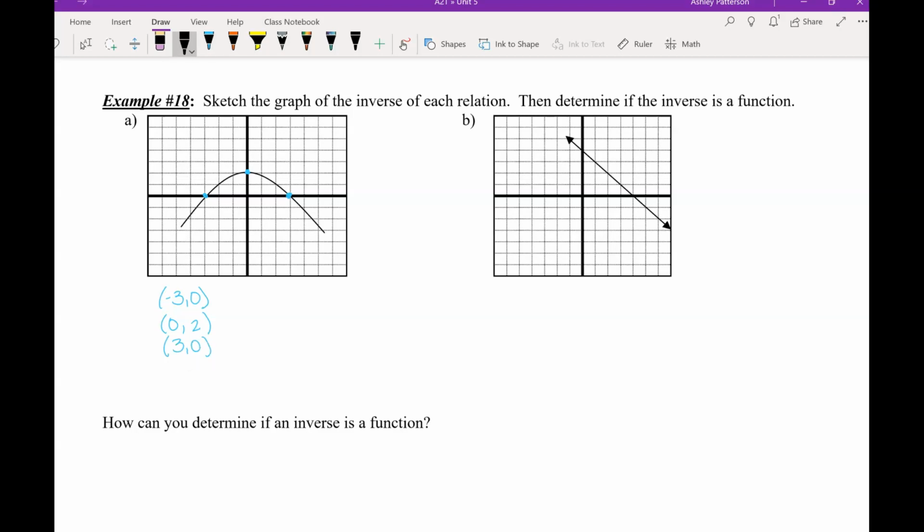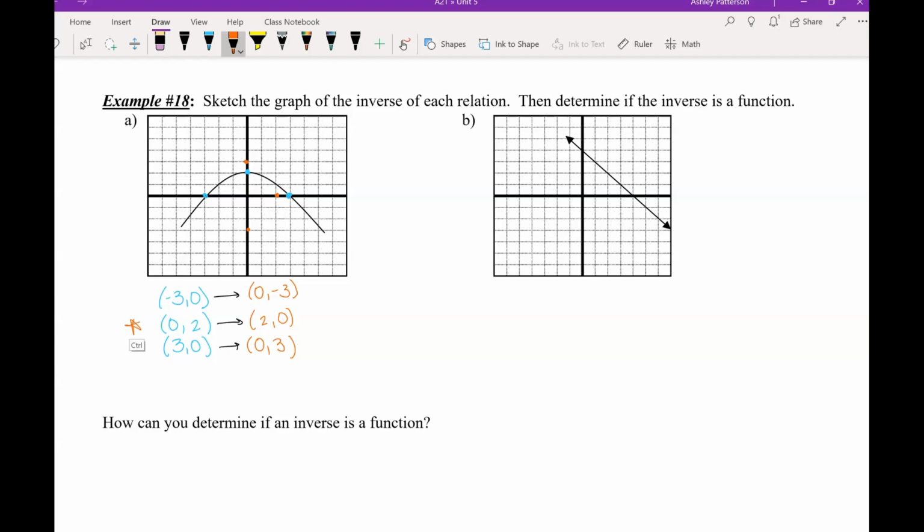So if we were to graph its inverse, the x and y values would switch. The inverse would have a point at (0, -3), (2, 0), and (0, 3). It's the theme we've been talking about, you guys. It's all about the x and y values switching, the domain and the range elements trading off. So let's plot these points: (0, -3), (2, 0), and (0, 3).